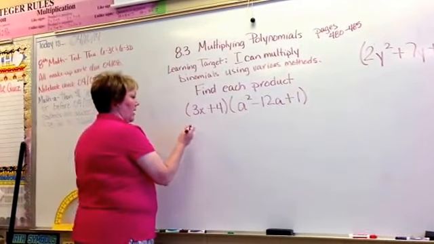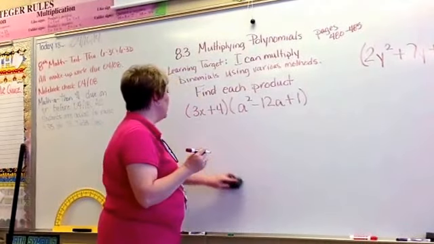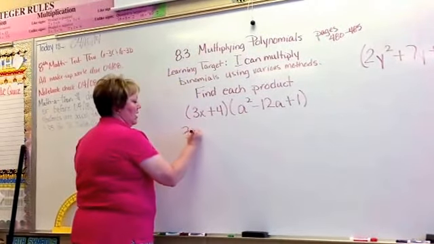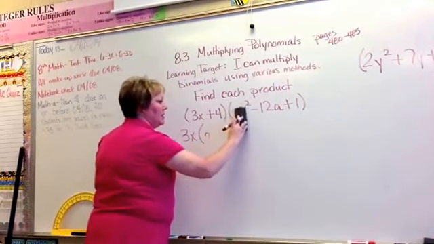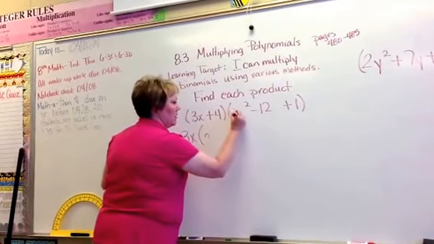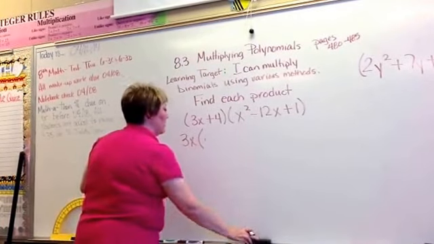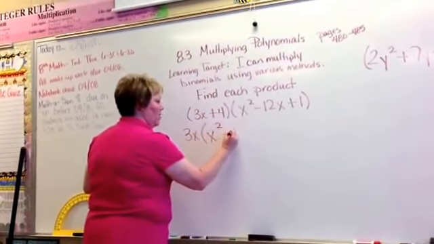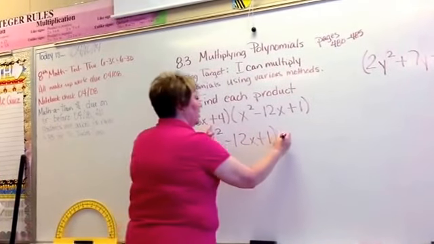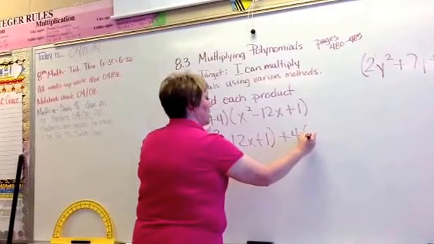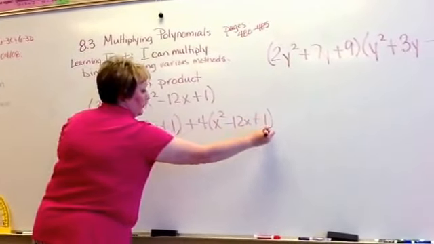Okay, I'm going to start out with 3, no, not 3, 3x, times the quantity, these should be x's, sorry, x squared minus 12x plus 1, plus 4 times the quantity x squared minus 12x plus 1.